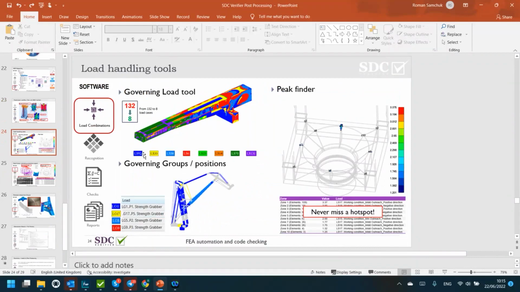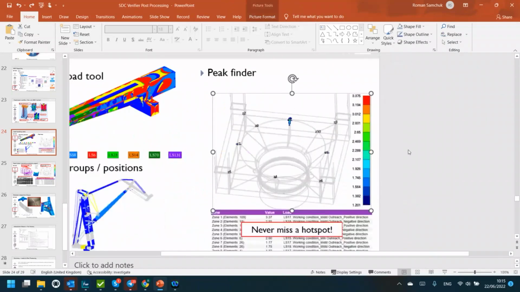So in this tool, basically you see two main cores which help to reach this goal. We call them the peak finder tool and the governing load tool. The difference is quite simple. The peak finder tool helps to never miss your hotspot in a model. Very often engineers use complex structures and model a lot of sections in detail, and you have a lot of areas which can be easily overlooked.